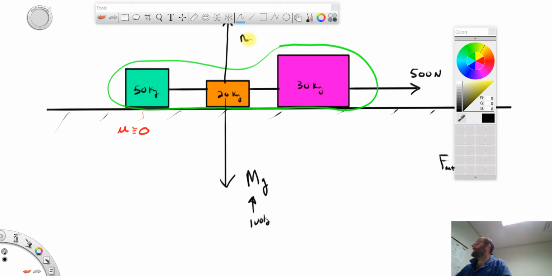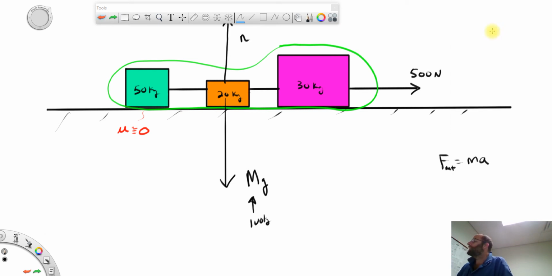Now here's what I mean by that. In our picture, this 500 Newton force is drawn to this length. The weight, the mg for this system, is about 1,000 newtons. I'm getting that from 50 plus 20 plus 30, that's 100 kilograms times g, which is about 10. So this vector right here should be about twice as long as this one. Technically it should be exactly twice as long. I've got it slightly longer.